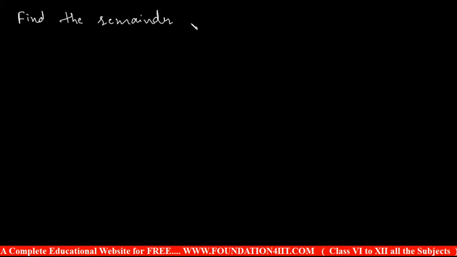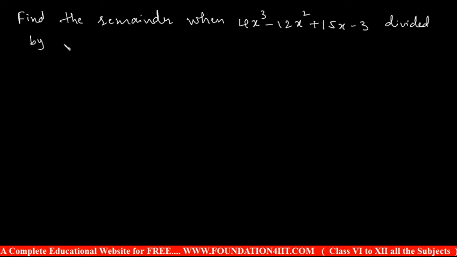So find the remainder when 4x cube minus 12x square plus 15x minus 3 is divided by 2x minus 1. We should find out the remainder when it's divided by 2x minus 1. So here 2x minus 1, this is x minus a. If you know directly, we can do one simple step.